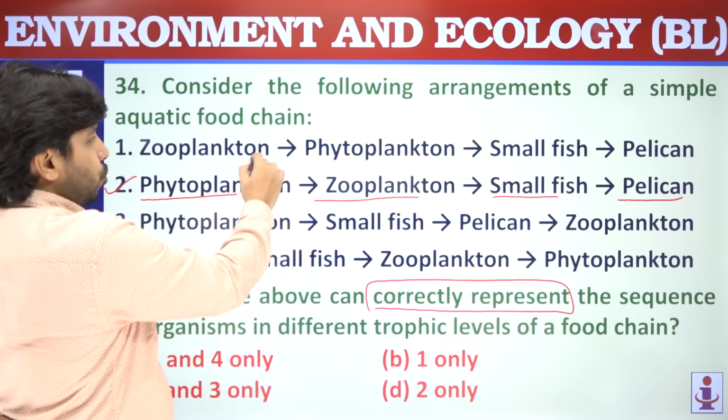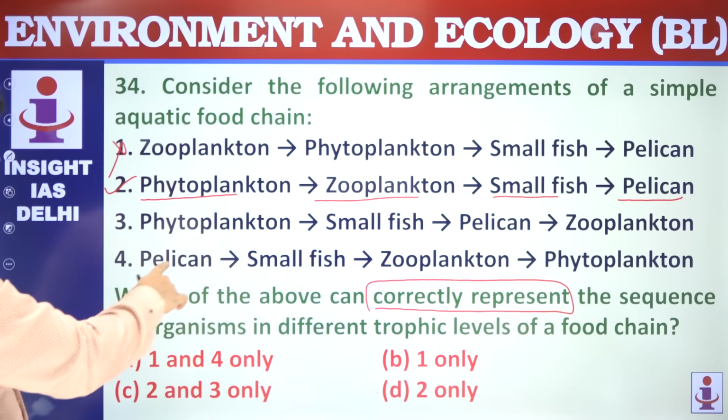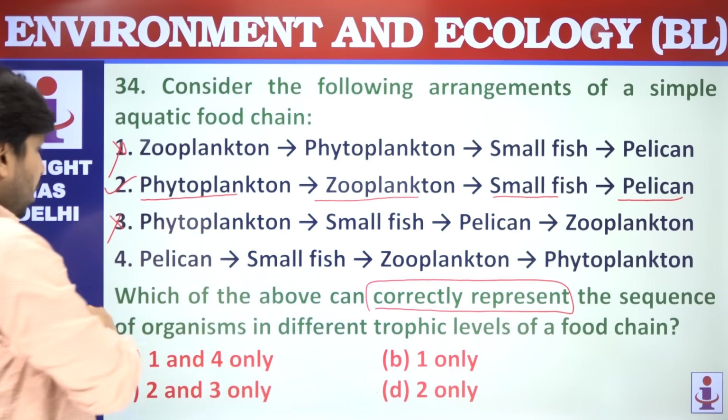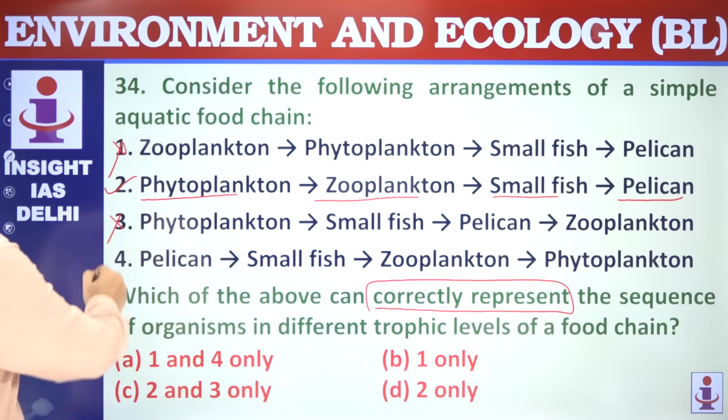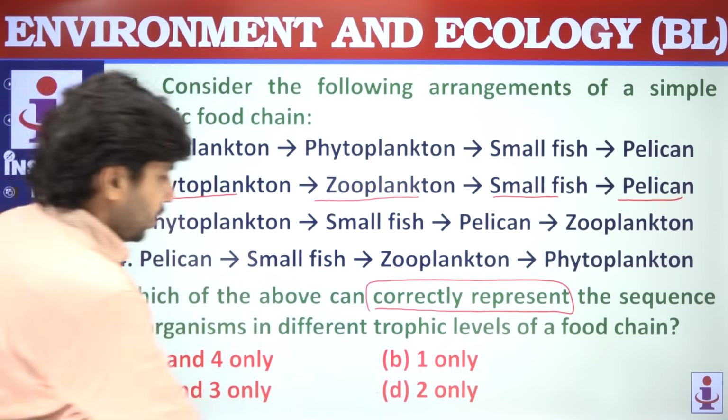Zooplankton, this should be reversed. Phytoplankton eats zooplankton, this is not correct. Phytoplankton, zooplankton is coming in last, this is also not correct. Pelican should come at the end because pelican is a kind of bird. So only 2 is the correct sequence.